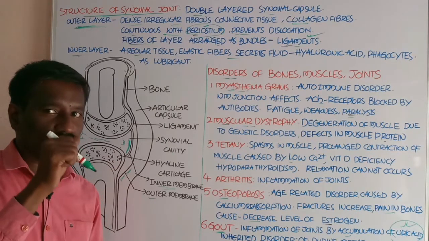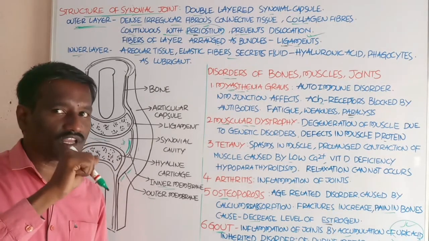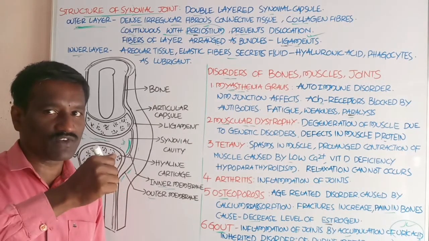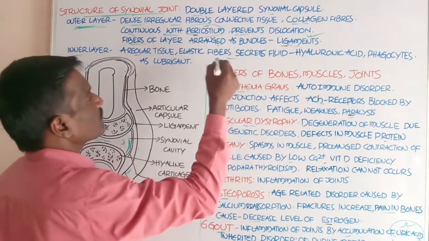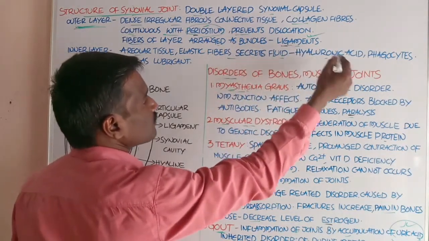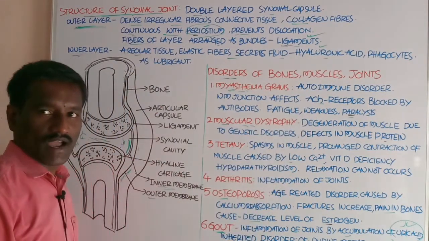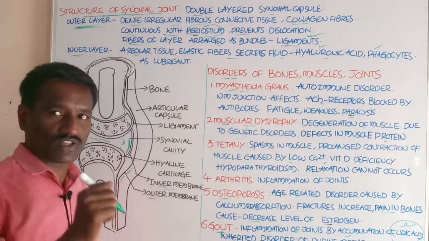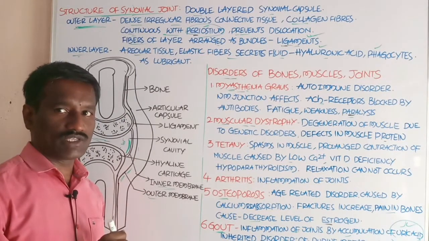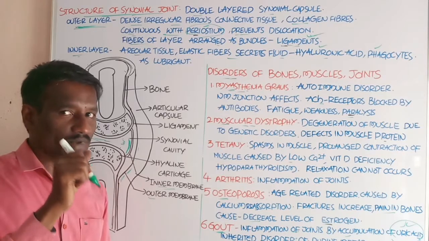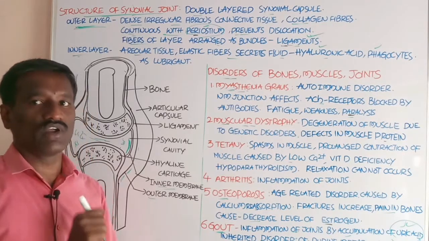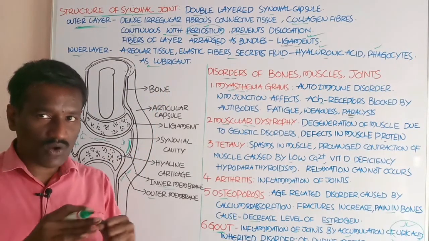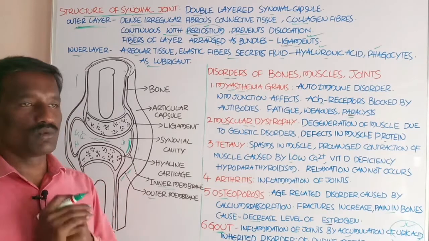The synovial fluid allows free movement of the joint, in the space between the two bones. The synovial fluid also consists of hyaluronic acid, and also phagocytes. Okay student. Phagocytes are also present in the synovial fluid. It acts as a lubricant. The lubricant allows free movement between the two bones.